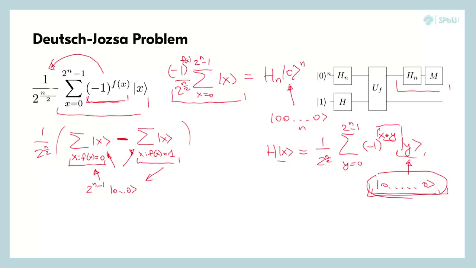So only after one query to the quantum oracle, we can distinguish balanced and constant functions, because for a constant function, we get exactly this vector as a measurement result, and for a balanced function, we don't. We get any other vector. And this self-destruction of vectors here reminds me of interference. It is interference.